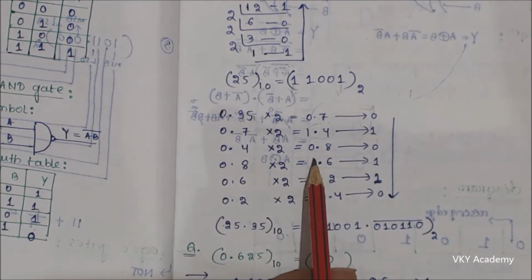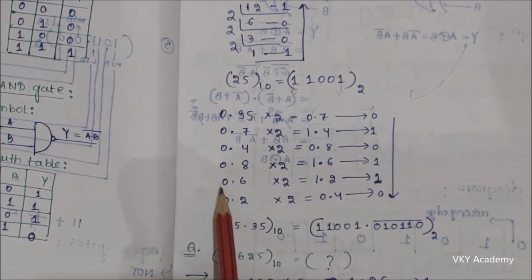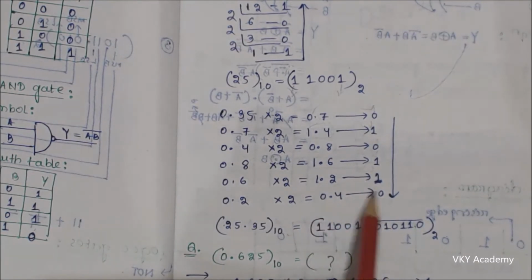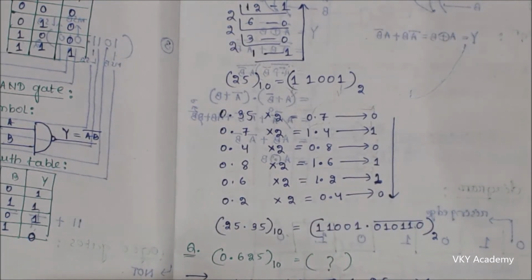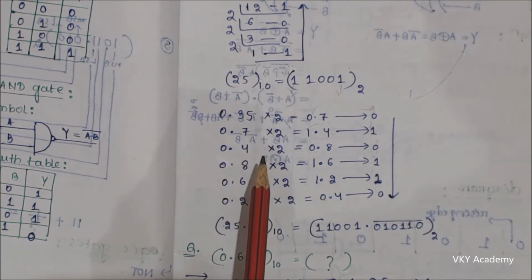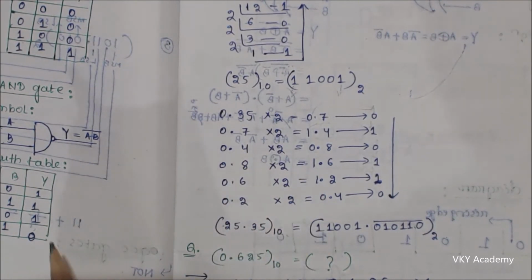The result is 1.6. Take the whole number, which is 1, then multiply 0.6 into 2, which is 1.2. Take the whole number, which is 1, and multiply 0.2 with 2. The result is 0.4, and take the whole number. Now this process goes on, or you can say this is a never-ending process. So I got the result 11001.010110 repeating, which is my binary number. So in this way we can convert a decimal number into the binary number system.